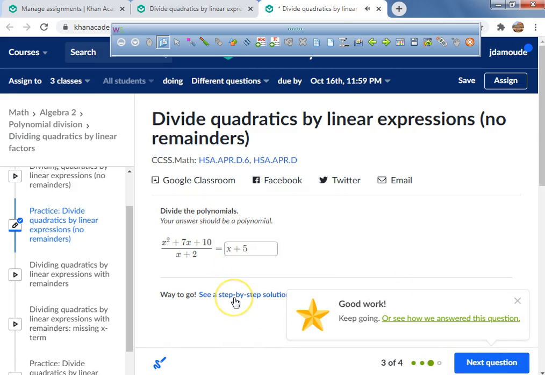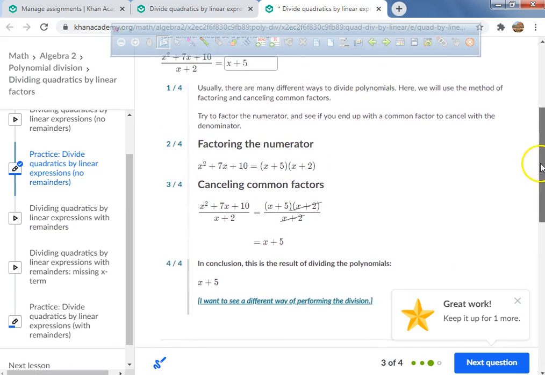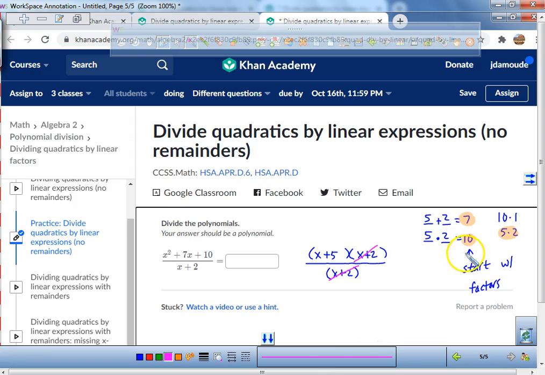Now I'm going to see a step-by-step solution. Let's see what they do, just out of curiosity. They factor it. What? They did the exact same thing I did? Now, the only thing they didn't do is show you how to factor. Okay, so understand, you're looking for two numbers that multiply to this guy, and then two numbers that add to this guy. Two numbers that multiply to this guy, two numbers that add to this guy. There you go.